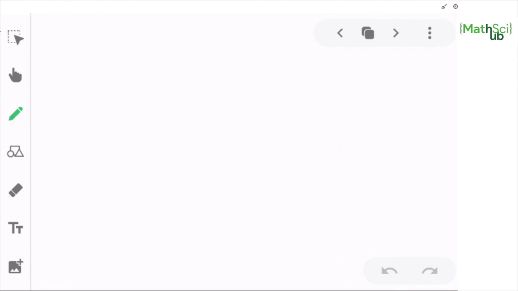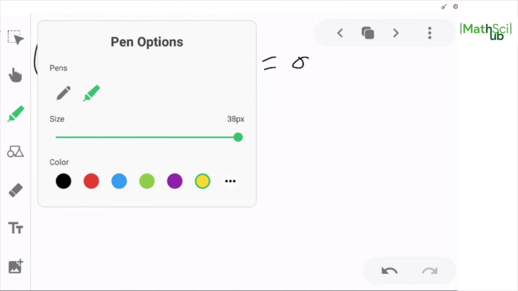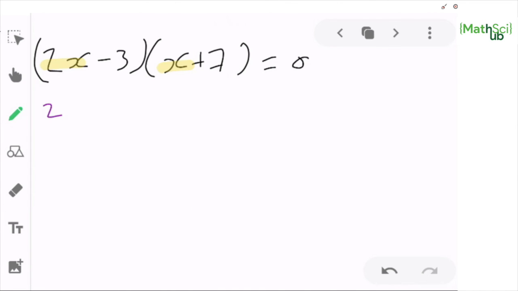Let's move on to our next example, which is 2x minus 3 times x plus 7 equals 0. Again, you need to solve for x. Now here they have factorized it nicely for you. Can you see? Meaning what you need to do is just write it in terms of x, and then get your factors.